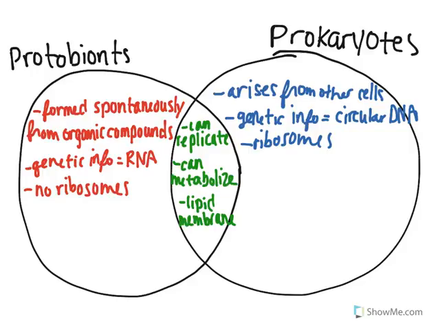The replication technique used in prokaryotes is also much more similar to what we've discussed before, with a lot of proteins being involved, catalyzing the reaction, and this genetic information, instead of being stored as RNA, is stored as circular DNA. And then the original protobionts actually formed spontaneously from organic compounds, whereas we can't say that about prokaryotes because they had some ancestor, probably protobionts, where they arose from those other cells. Those are the main similarities and differences between the first cells and current cells today.